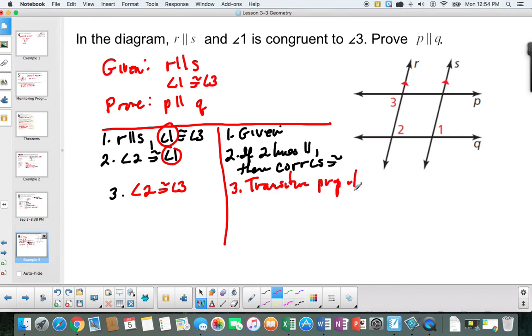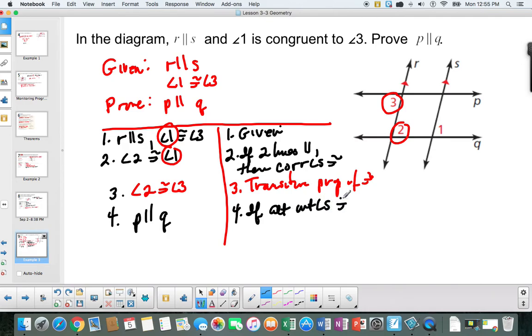Now angles 2 and 3 happen to be alternate interior angles, and we have just proved that that's true. So I can say, now that I know that alternate interior angles are congruent, that the lines they form are parallel. So P is parallel to Q, and I'm going to use the previous theorem I just proved: if alternate interior angles are congruent, then the two lines are parallel. So in this proof, I've used both a property and a way to prove.